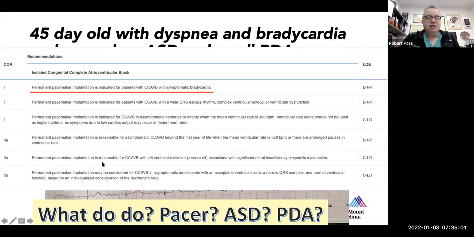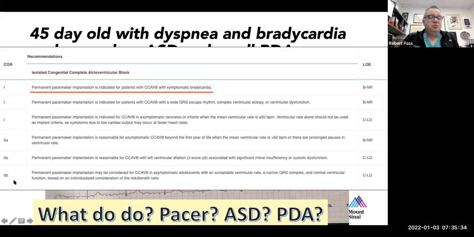Another indication, which is a 2A, is congenital complete block with left ventricular dilation with a Z-score greater than or equal to 3, which is also associated with significant mitral insufficiency or systolic dysfunction. So just having a dilated LV is actually a normal response to heart block. But if it is so dilated that it is causing a failure of coaptation of the mitral leaflets or dysfunction of the heart, that would be considered a 2A indication. And that's actually a relatively new indication.